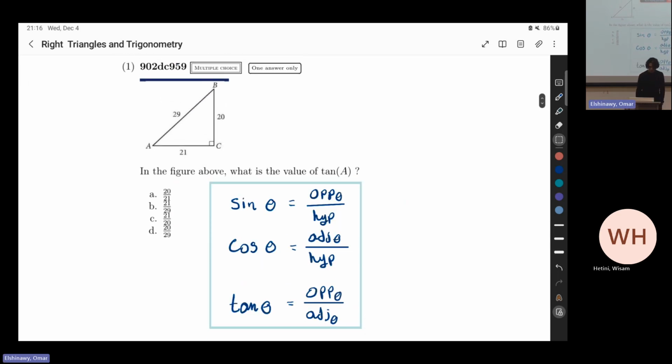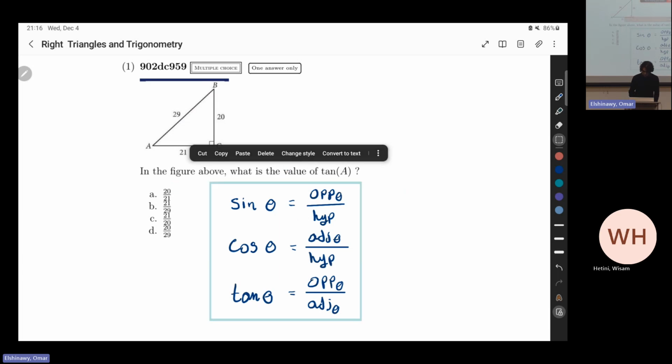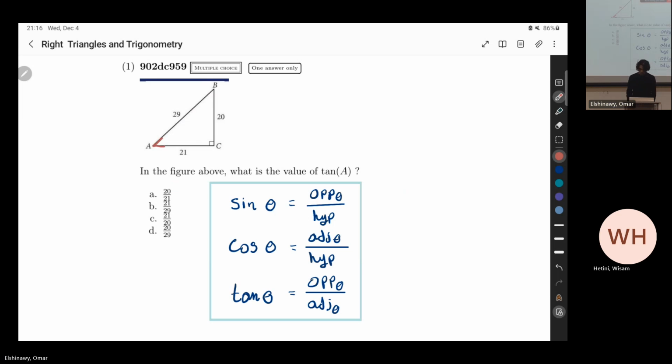So we take this, for example, and here there is, I don't want to say a simple question, but I would say a direct question. If you use your tool set, the question is, what is the value of tangent of A? Now, please note that this angle A is the one that's right here. So what is the tangent of this angle?